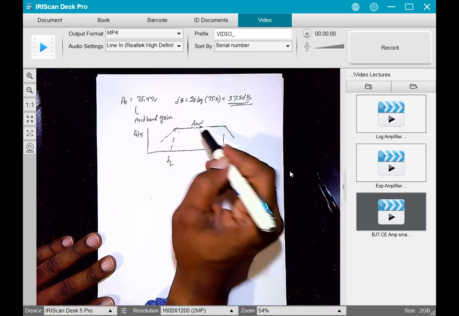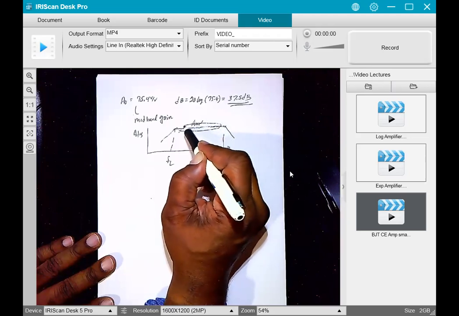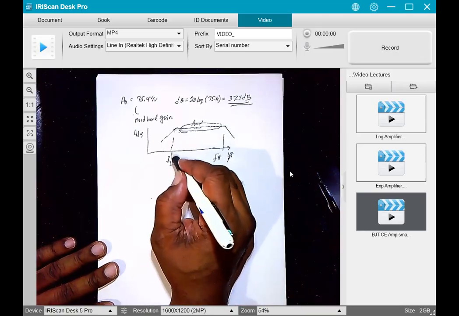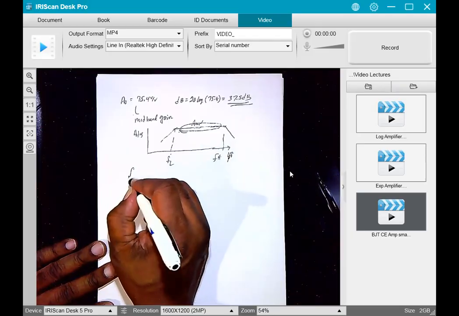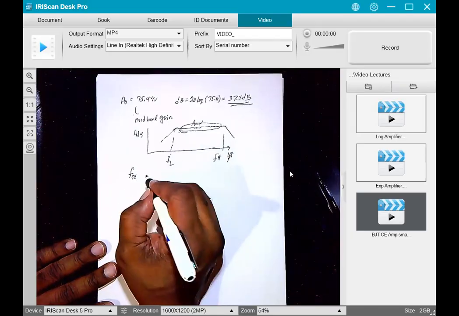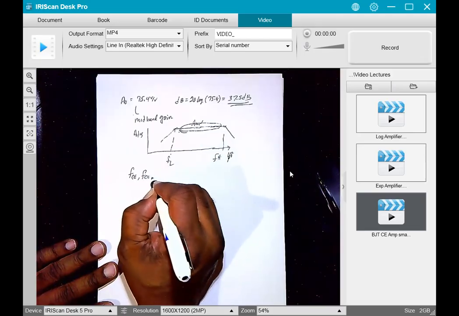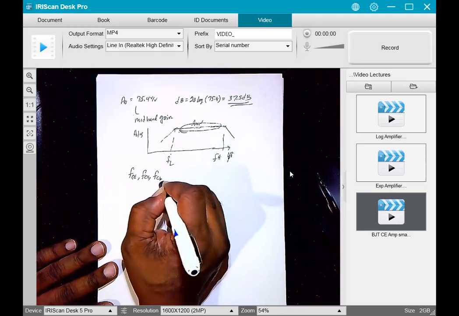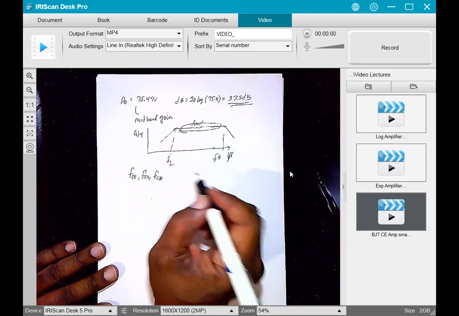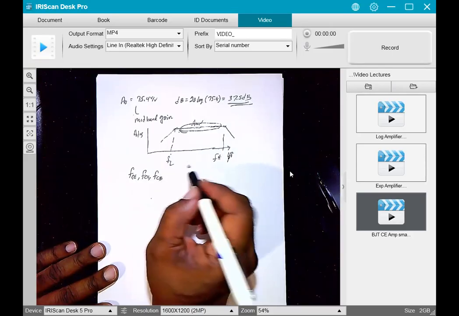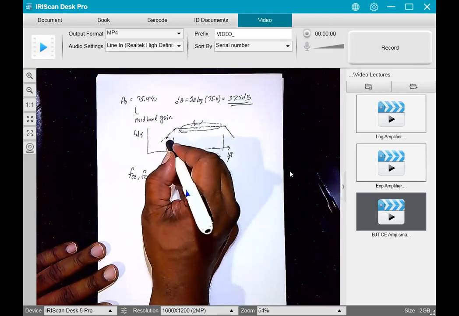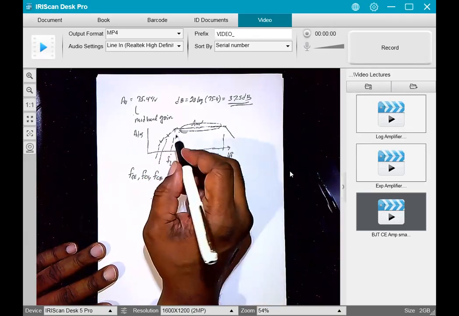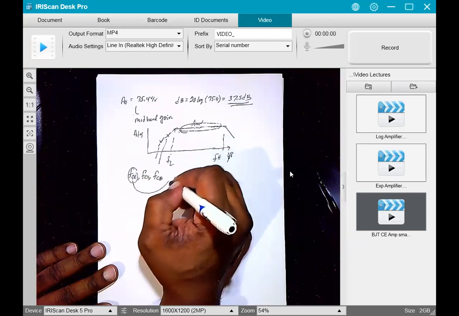So what we just calculated is our mid-band gain. And where we're going next is where our poles are. There's actually a pole due to CE, your emitter capacitor, a pole due to CC, your collector capacitor, and a pole due to CB, your base coupling capacitor. Each one of those shows up here somewhere. And I can sort of tell you this guy is going to be FL.